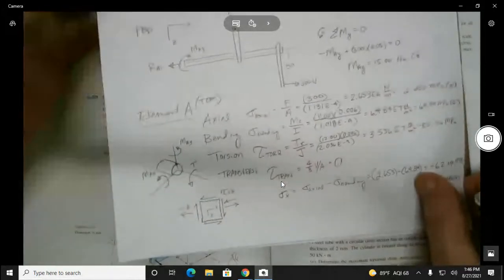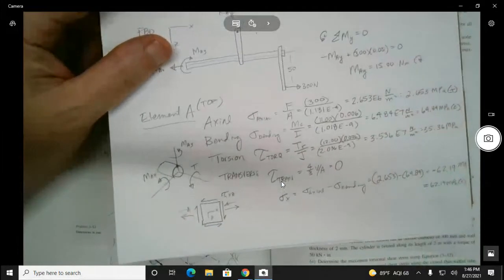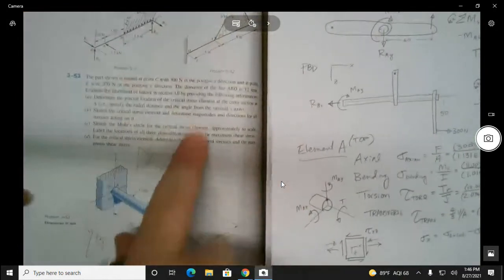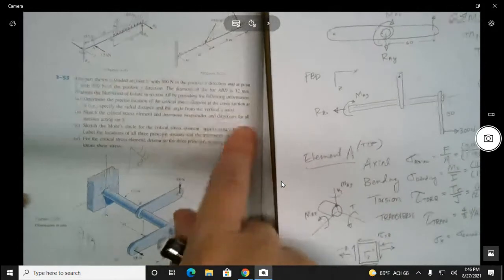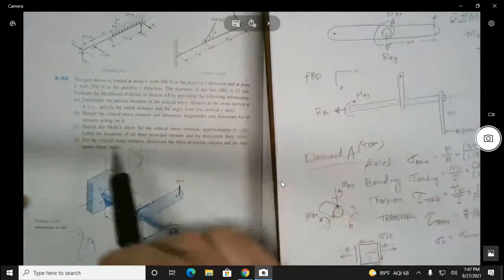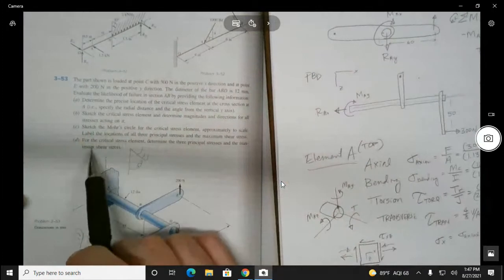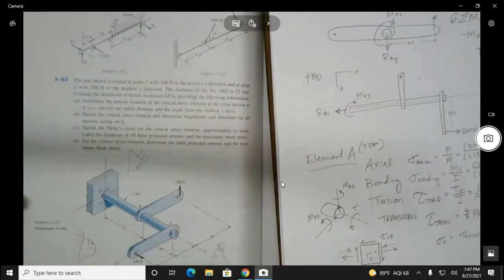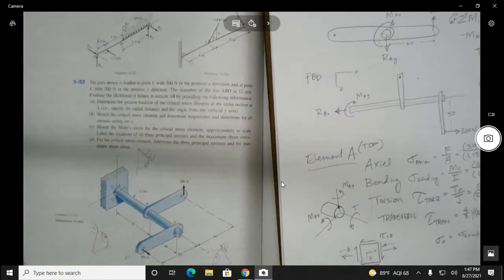So the next thing we're going to do in the next class, we're not going to do it now. We're going to reacquaint ourselves with Mohr's circle, right? So in the problem right here, they say sketch the stress element and determine the magnitudes and direction for all the stresses acting on it. So we did that for the top element. But then the next says sketch the Mohr circle, which we'll do a refresher in the next class. So we don't necessarily need to do that right now.